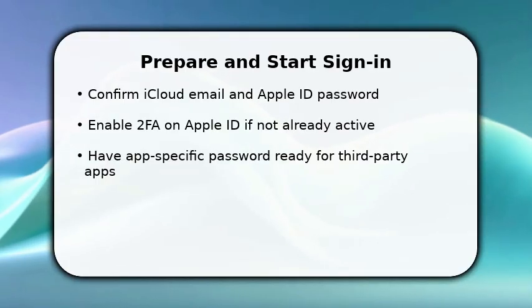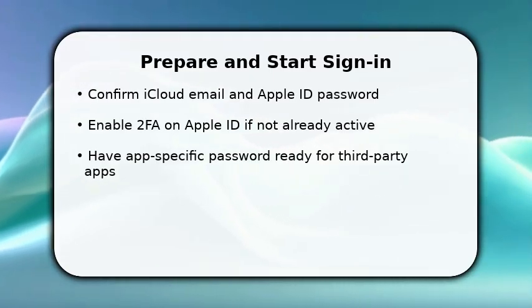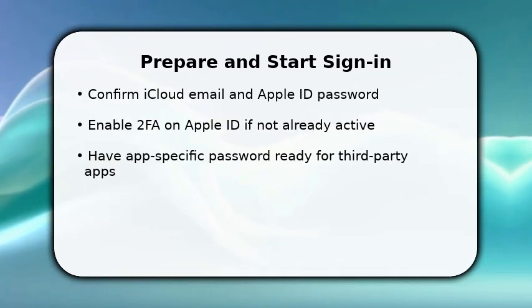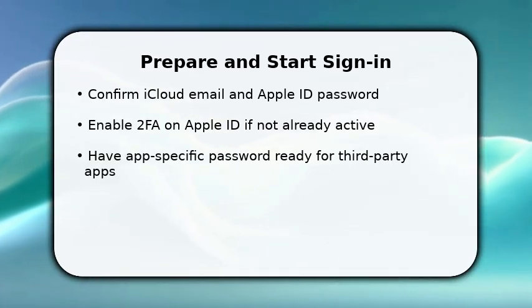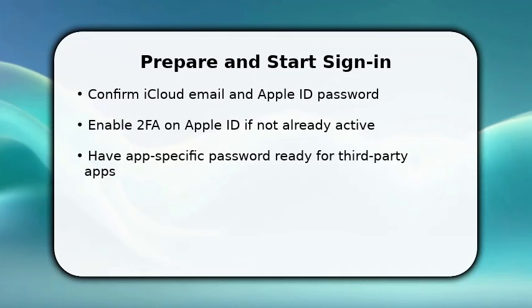You begin by confirming you have your iCloud email and Apple ID password, and that two-factor authentication is enabled. Once done, open Gmail settings on web or mobile and select Add Account. Make sure you choose Other or iCloud if listed. Gmail needs an app-specific password from Apple for secure access.